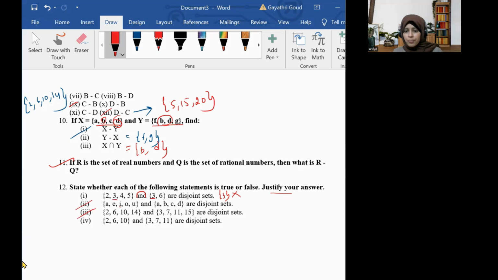Let me go for the fourth one. {2, 6, 10} and {3, 7, 11} are disjoint sets. If I do their intersection, what do I get? There is nothing common. So that means this is a null set. So the answer is yes, they are disjoint sets as their intersection is a null set.